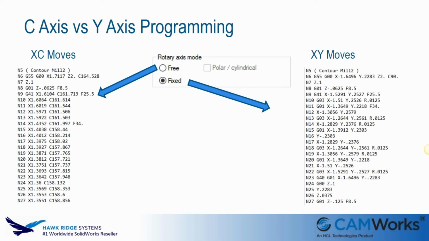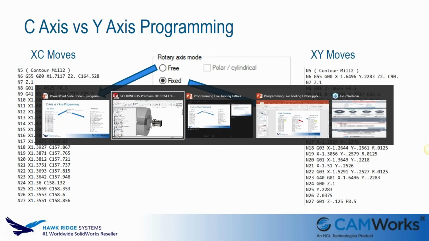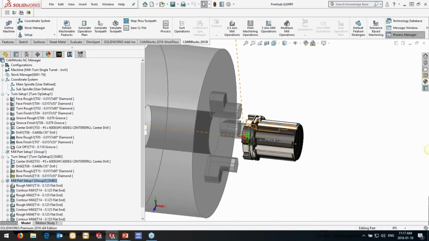So if we output free, then we obviously get X and C moves, which will output typically a lot more code because it's trying to simulate what you're programming as say a linear move is outputting basically as a bunch of X and C moves to try and get that a perfect linear move. If you've got the ability to use that Y-axis on your machine, you can set it to fixed, and then you will get the X and Y output basically. So let's take a look at that on the part, and we'll go through and look at programming it here.